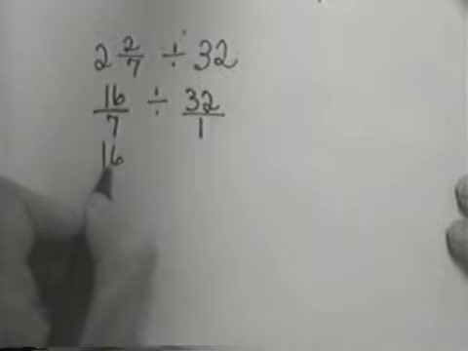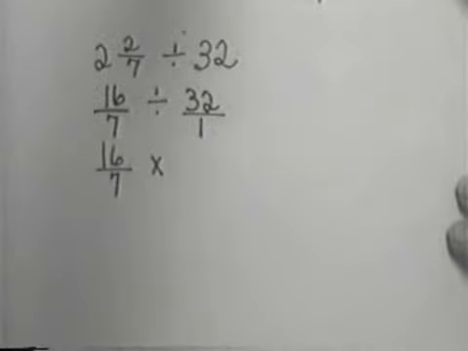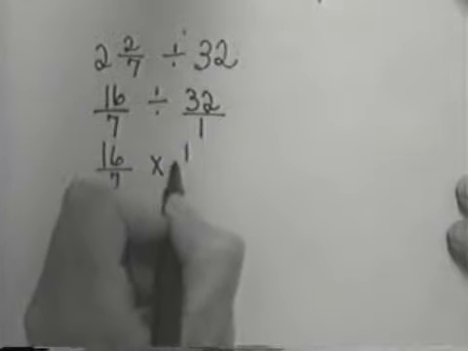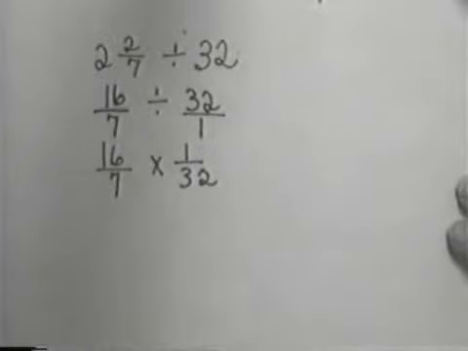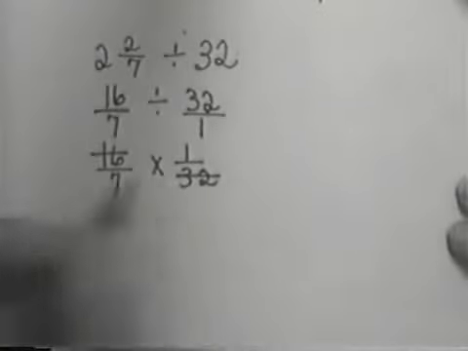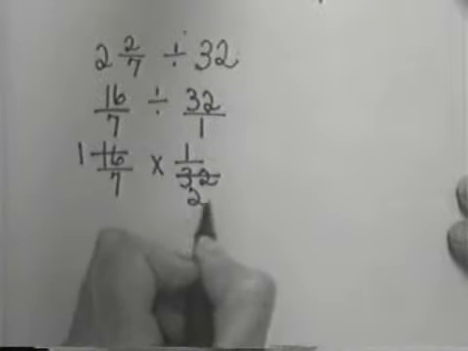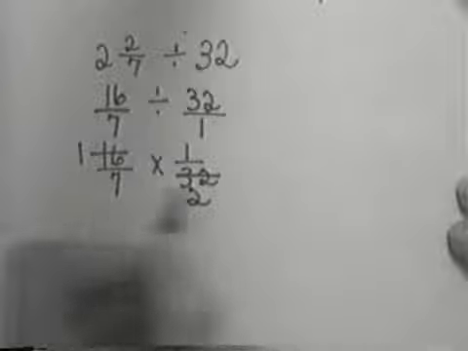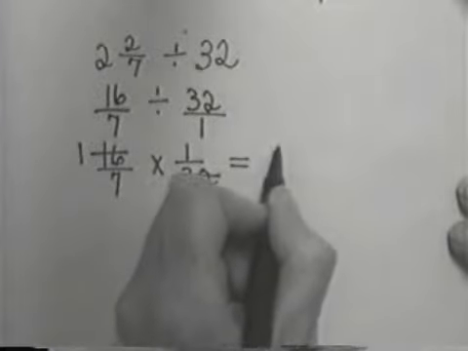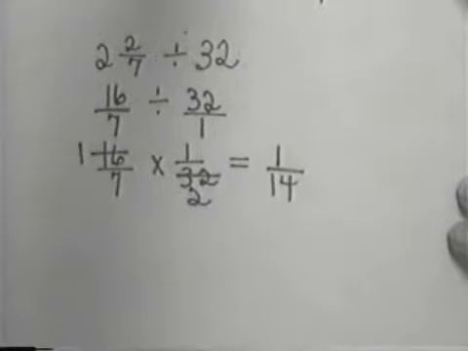So now we're ready to turn it into multiplication. We keep our first fraction the way it is, change our division to multiplication, and invert or find the reciprocal of our second fraction. That would give us 1/32. Our second fraction is our divisor. So now we're ready to multiply, but we need to reduce first. You'll notice 16 will go into 32, so let's just cancel that out, or divide 16 into 32. 16 goes into 16 once, and into 32 twice. So I'm left with 1 times 1, which is 1, and 7 times 2, which is 14. So my answer is 1/14.